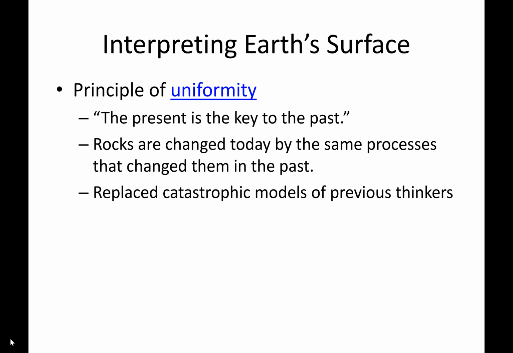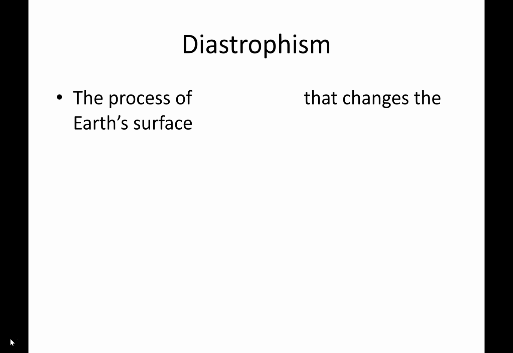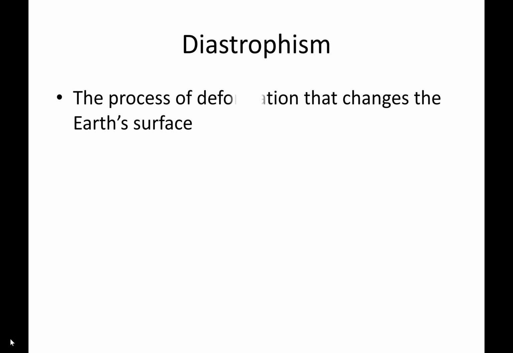In contrast to uniformity is this idea of catastrophism. Okay, so what catastrophism would do is basically say you can't anticipate what happened in the past. It was just a series of kind of maybe even random catastrophic events. Okay, so uniformity gets us farther down the road.